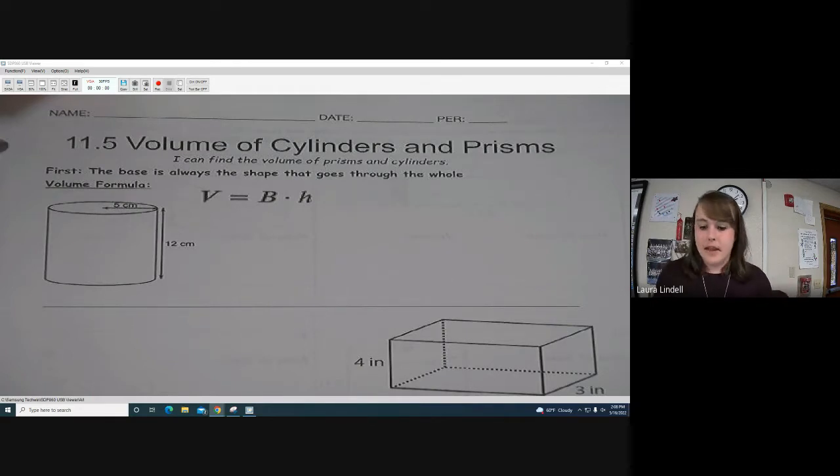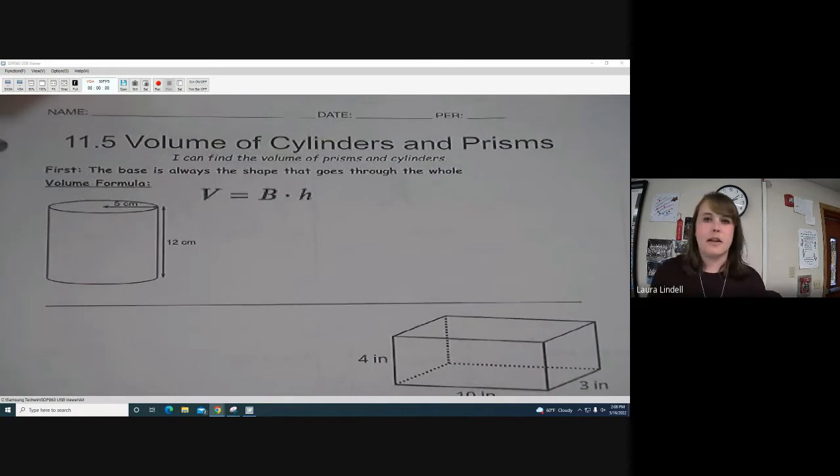So today we'll be starting 11.5, which is volumes of cylinders and prisms. Finding volumes is not too different than finding area. We're just adding that third dimension. So first of all, what is a cylinder? What is a prism? There's lots of household objects that resemble cylinders, like cans mainly. So that would be kind of our main example for cylinders. And then prisms can take a lot of different formats.